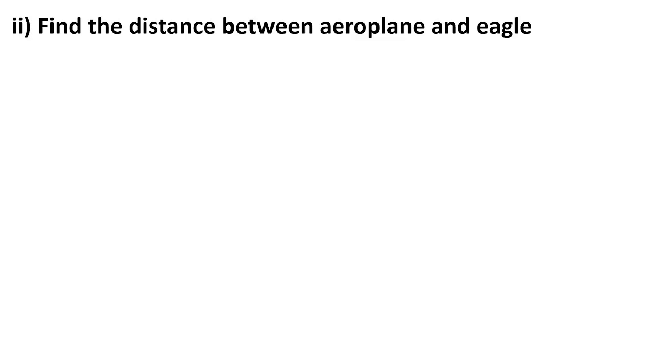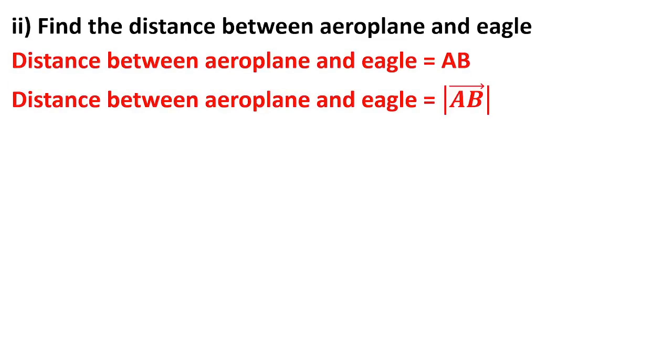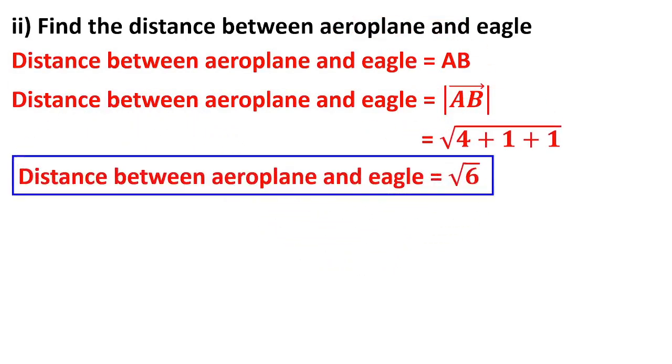Let us go to question number 2. Find the distance between the aeroplane and the eagle. It is AB. Therefore, we have to find the magnitude of vector AB. AB is known to you. You find its magnitude, root 6.